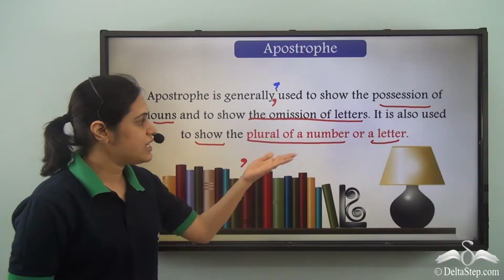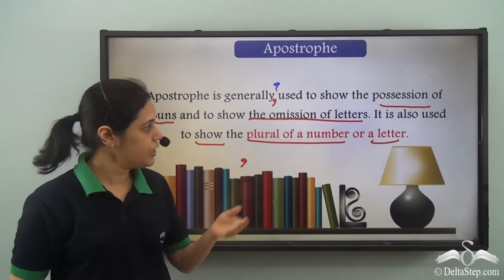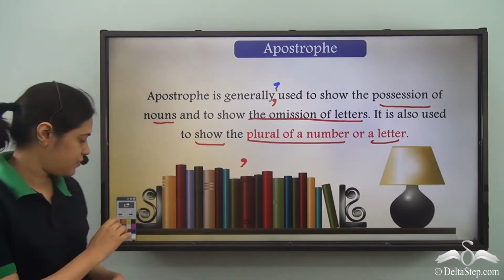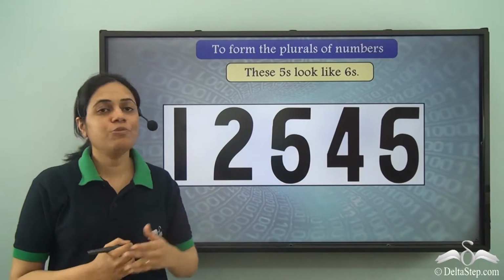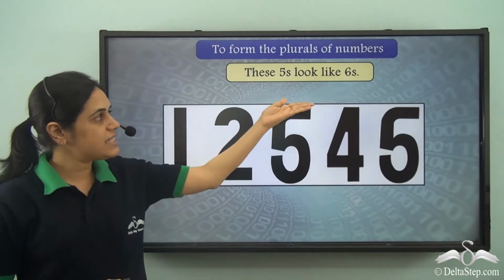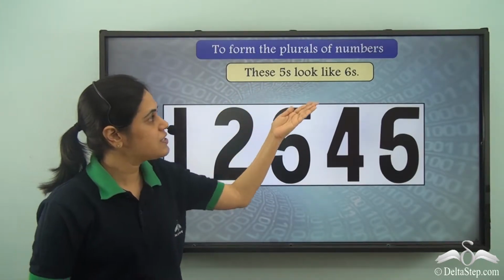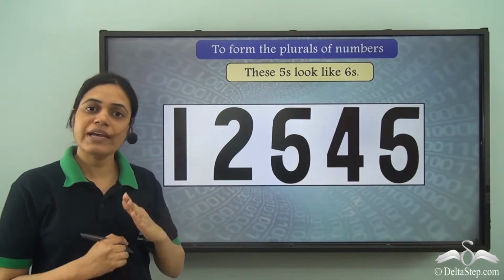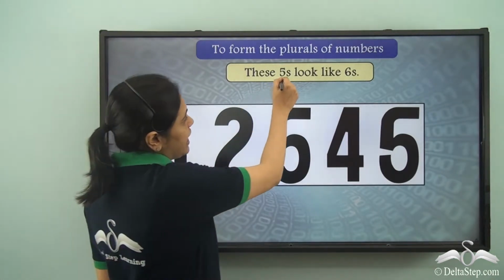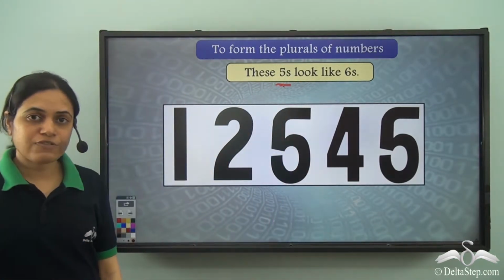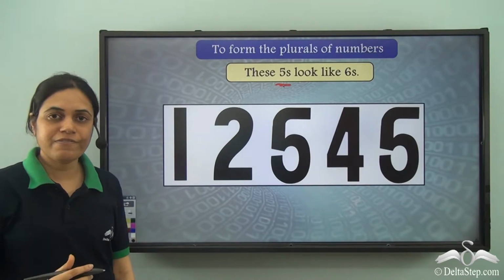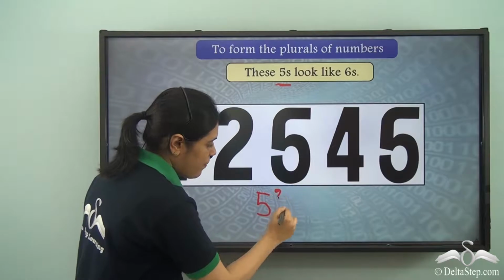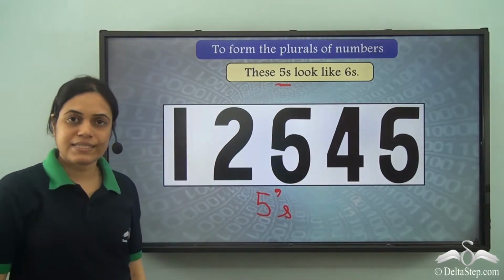Now let us see how we can use an apostrophe to show the plural of a number or a letter. To form the plurals of numbers, look at this sentence. These fives look like sixes. So fives stands for the plural of the number 5. So I can write it as 5 apostrophe S.